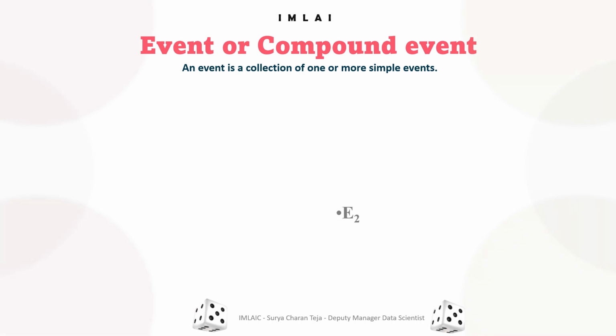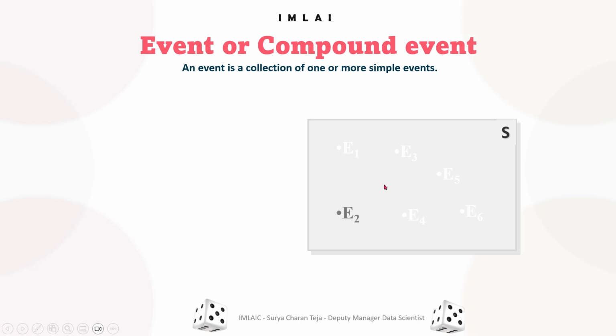An event in probability theory is a set of outcomes from the probability experiment. An event can be simple. I'm repeating, an event can be simple. Now whatever you see on the screen are the simple events. E1 is a simple event, E2 a simple event, E3 a simple event, E4 a simple event, E5 a simple event, E6 is also a simple event. When you roll a single die once, that is your simple event.